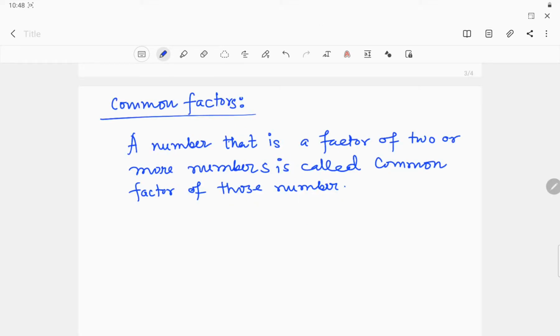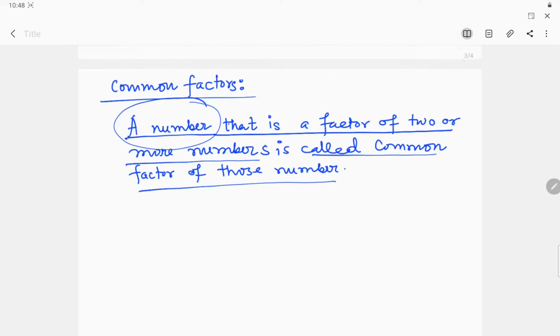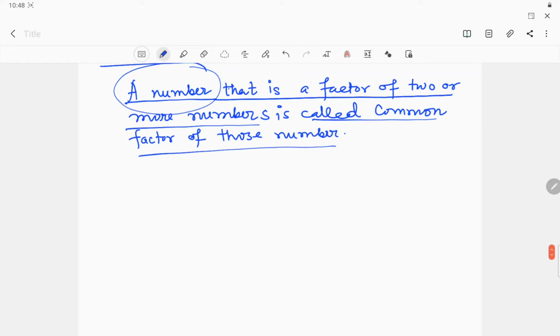Now let's talk about common factors. So what is the definition? A number that is a factor of 2 or more numbers is called a common factor of those numbers. Clear? So that means a number which exists in both numbers will be called a common factor of those numbers.